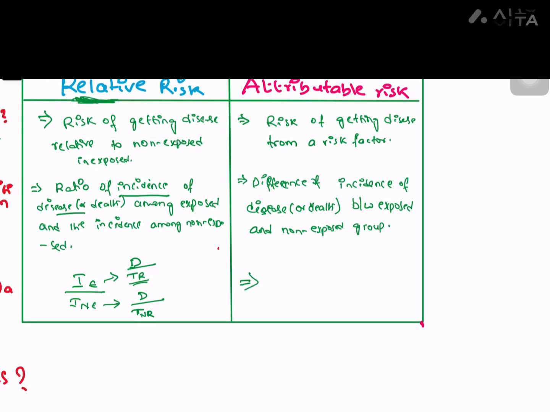So next is attributable risk. What is the formula for attributable risk? As per the definition, it is the difference of incidence among exposed and non-exposed. So IE minus IO, incidence among exposed minus incidence among non-exposed persons, by incidence of exposed. Okay, this is the formula for attributable risk.